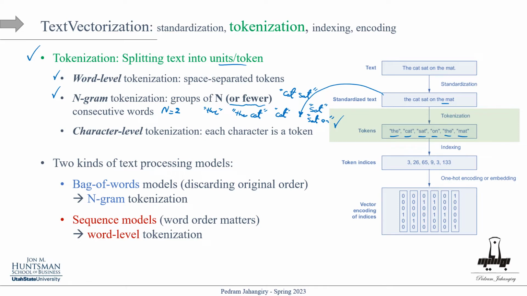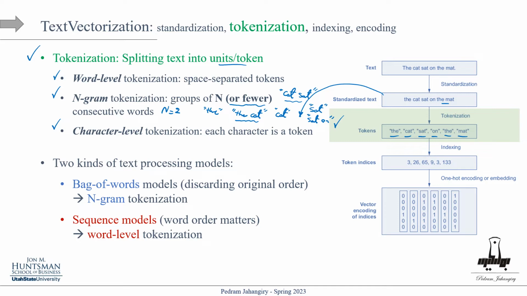Then again, if you do, let's say, n is equal to 3 or n is equal to 2, the goal is to preserve this local ordering, right? So for example, cat, sat are coming after each other, so we want to keep that. And the last method for tokenization is character level, right?